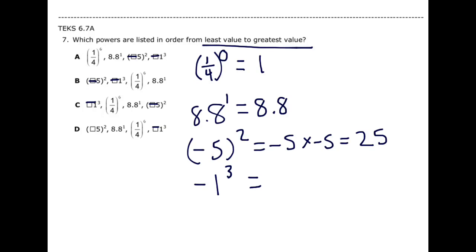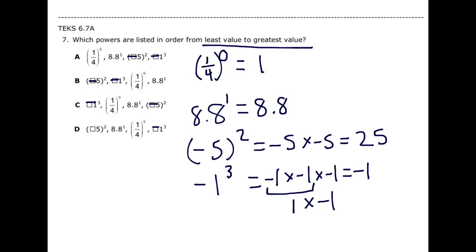And then negative 1 to the third power is negative 1 times negative 1 times negative 1, which I know is going to get me 1. Now I need to figure out if it's a positive 1 or a negative 1. Negative 1 times negative 1 is positive 1. 1 times negative 1 gets me a negative 1.